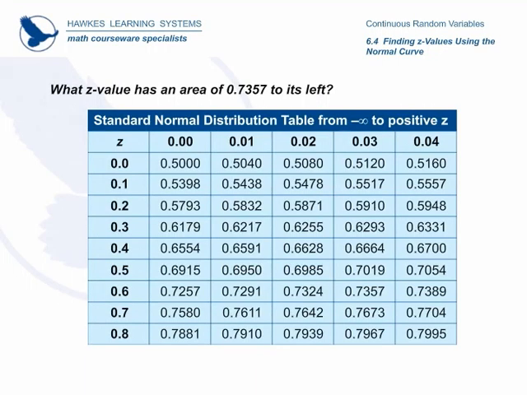Now we can take a look at how our tables can be helpful. What z-value has an area of 0.7357 to its left? If we take a look at that, we see that 0.7357 intersects on our z values of 0.6 and 0.03. So the z-value is 0.63.